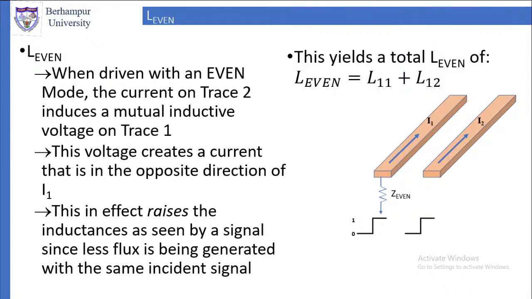L even is similar to the other case. When driven with even mode, the current on trace 2 induces a mutual inductive voltage on trace 1. This inductive voltage creates a current that is in the opposite direction of I1. This gives rise to eddy current. So this in effect raises the inductance as seen by a single trace, since there will be less flux generated with the same incident signal. So this yields a total L even of slightly more value. So L even is equal to L11 plus L12.